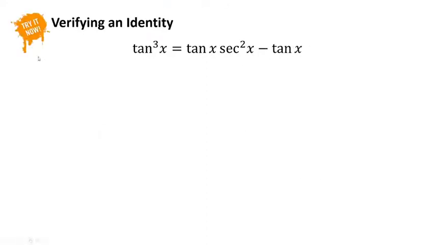All right, try this one. Very, very similar to the one that we just did before. Take some time for this one.